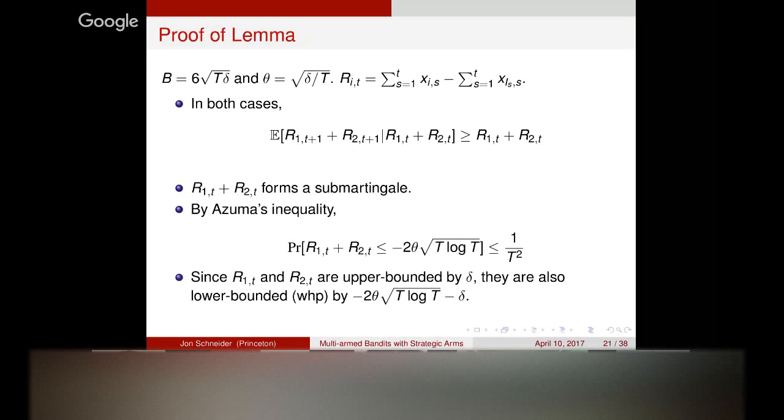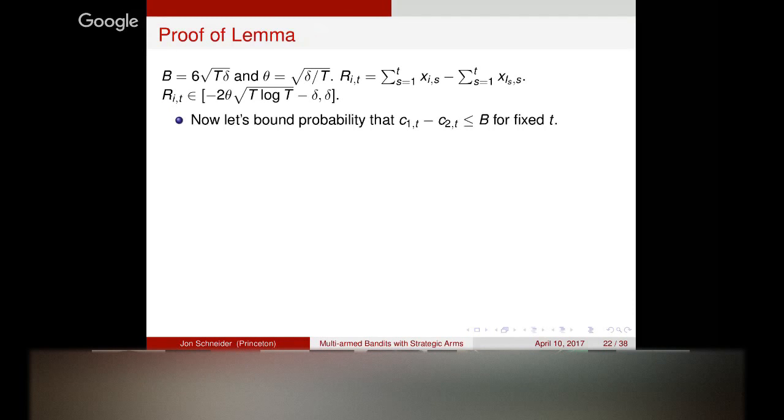All right, so what about the quantity Ci? We need to eventually show that it's unlikely that C1T minus C2T grows larger than P. So we can also look at what happens to C1T and C2T in this situation. So let's bound the probability that C1T minus C2T ever grows larger than P.